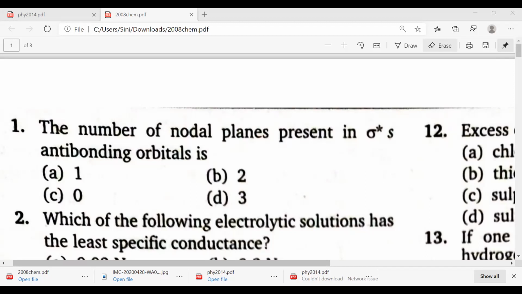Three nodal planes. Oh my god. So those who got three as the nodal planes, can you please tell me why you said that? Because I want to understand that particular thing.